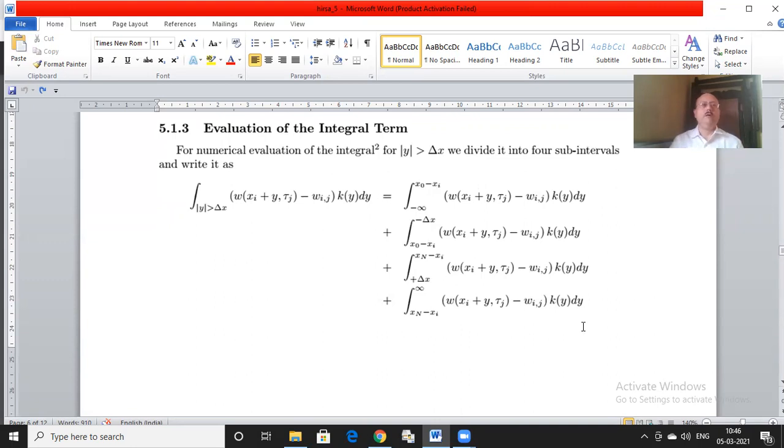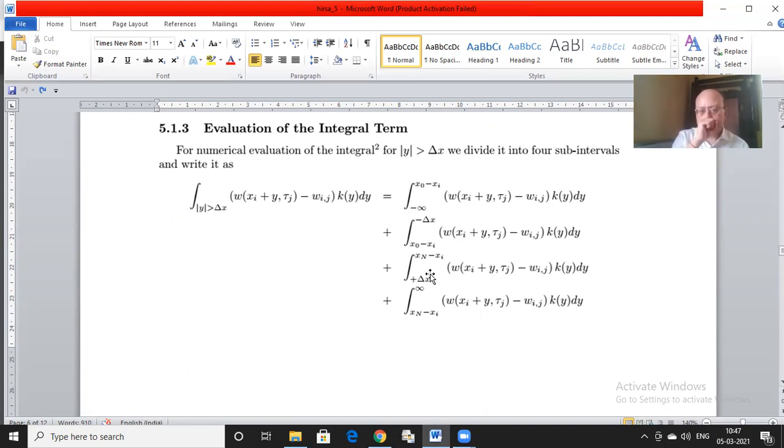So what do I have? I have this mod y greater than epsilon, or mod y greater than delta x integral with me. So we subdivide it into 4 parts. Why 4 parts? So that's the thing. The 2 middle parts are quite intuitive. The 2 middle parts are basically the negative side and the positive side inside my grid. So this x0 minus xi up to minus delta x is the left half of the grid, and this plus delta x to xn minus xi is the right half of the grid.